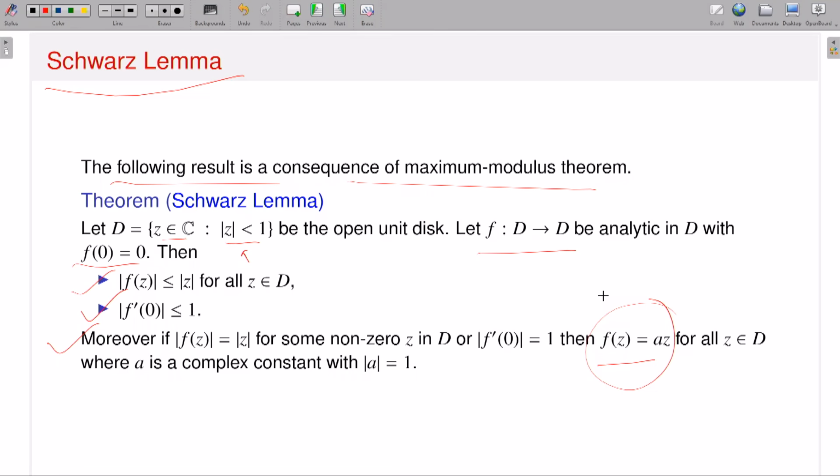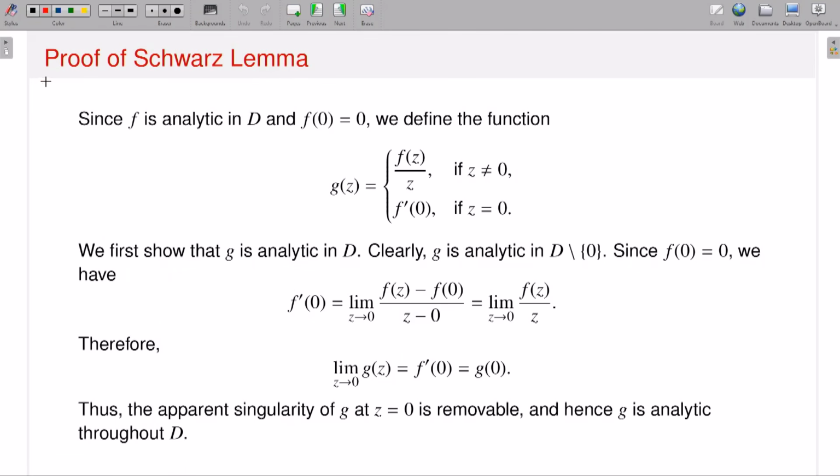Now you will see, as I said, it is a very nice application of the maximum modulus theorem. So to prove that, the proof will be very interesting. Look, so the proof of Schwarz lemma. Let me go through the proof in detail.